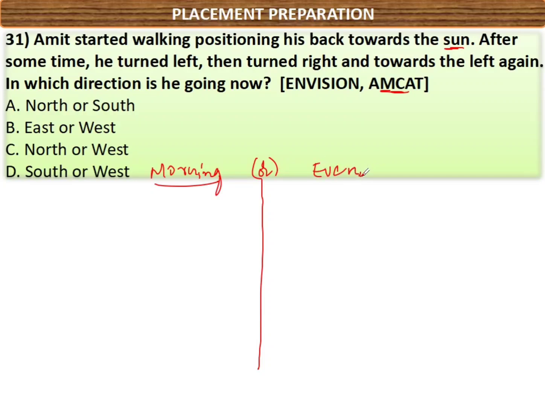In the questions we solved till now, some 4-5 questions, in every question they have given morning or evening very clearly. But in this they have not given whether it is morning or evening. So let's take both possibilities. It can be morning or it can be evening. Morning time the sun will be in the east direction. Evening time the sun will be in the west direction. So Amit started walking, positioning his back towards the sun, means he is going away from the sun. So morning time means he will go like this. Evening time means he will go towards this side.